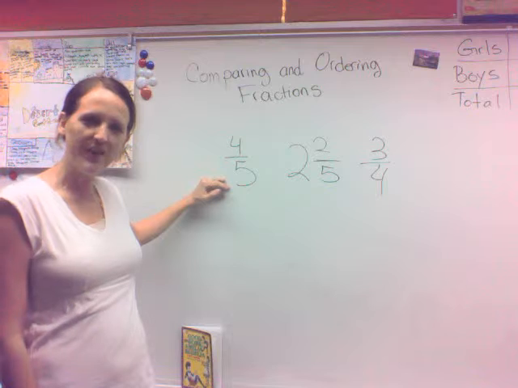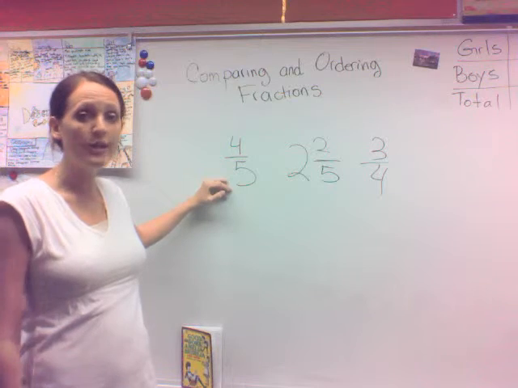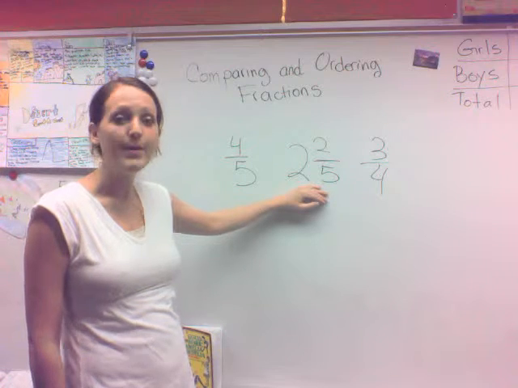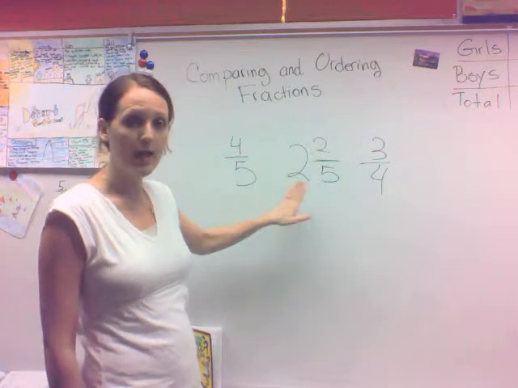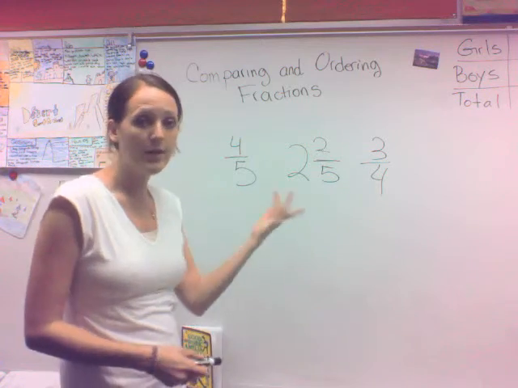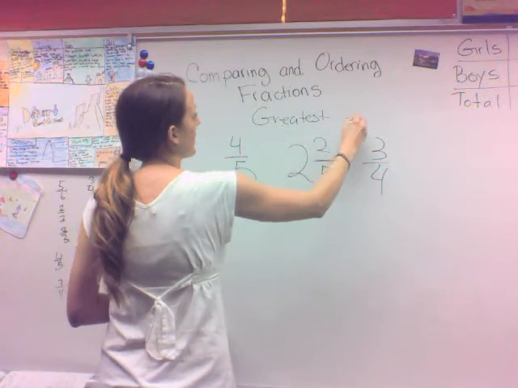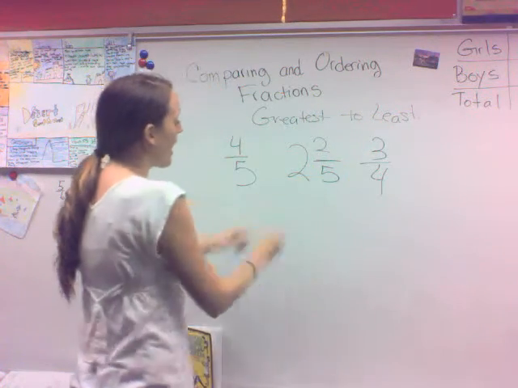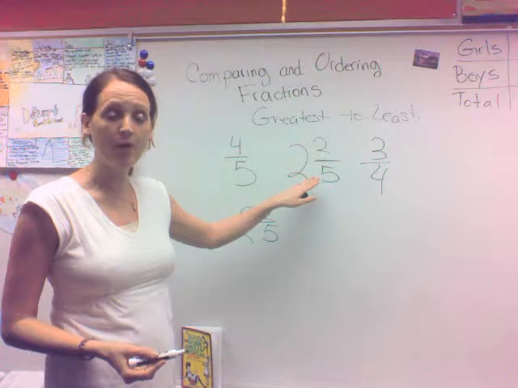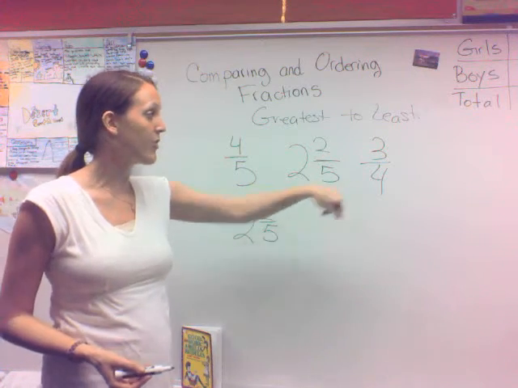What is my whole number on 4/5? It's 0. When you don't have a number at all, it's 0. What's my whole number on 2 2/5? My whole number is 2. What's my whole number on 3/4? It's 0. When there isn't one, it's 0. So if I'm asked to do this from greatest to least, I can quickly see that 2 2/5 is going to be my greatest number because I have a whole number on this one and not on these. So that means I only have to compare 4/5 and 3/4.